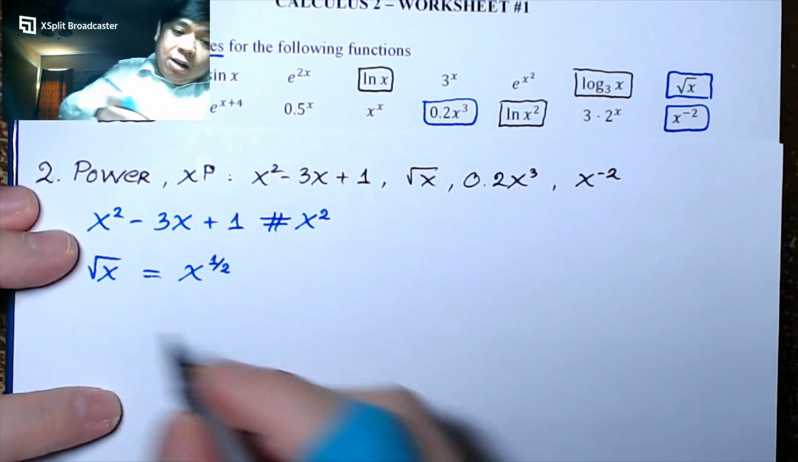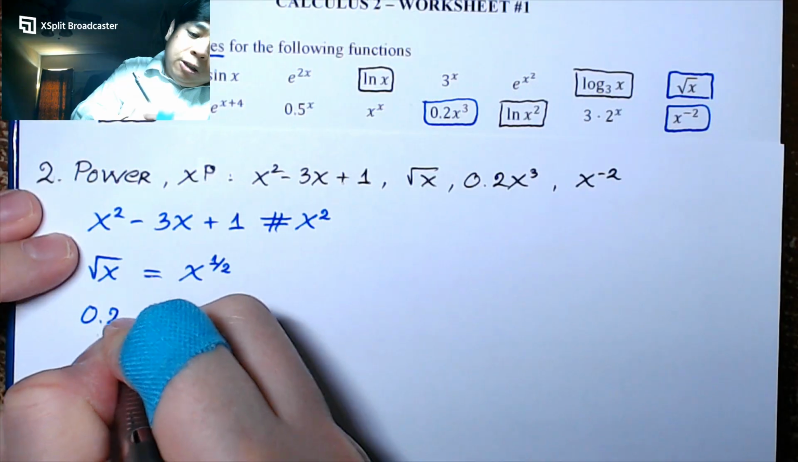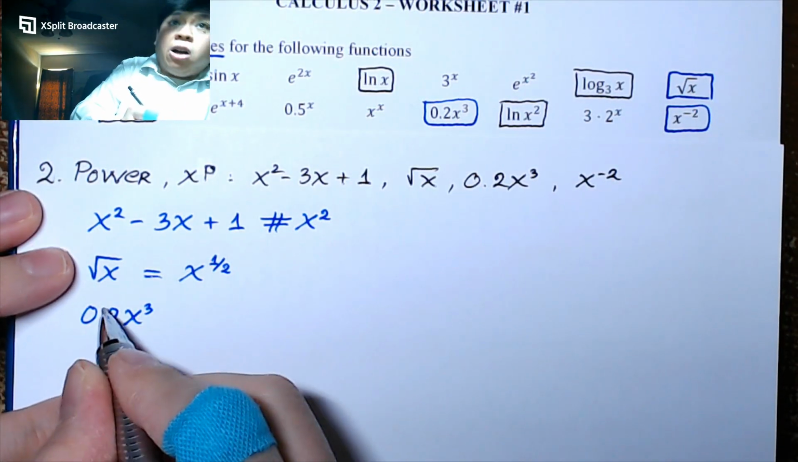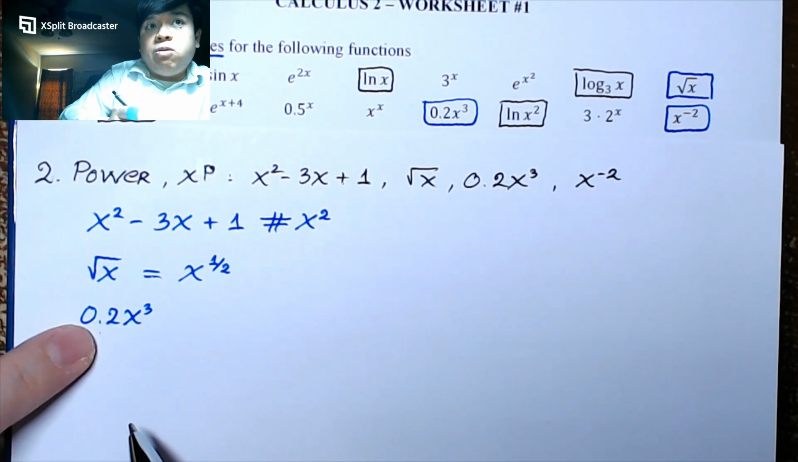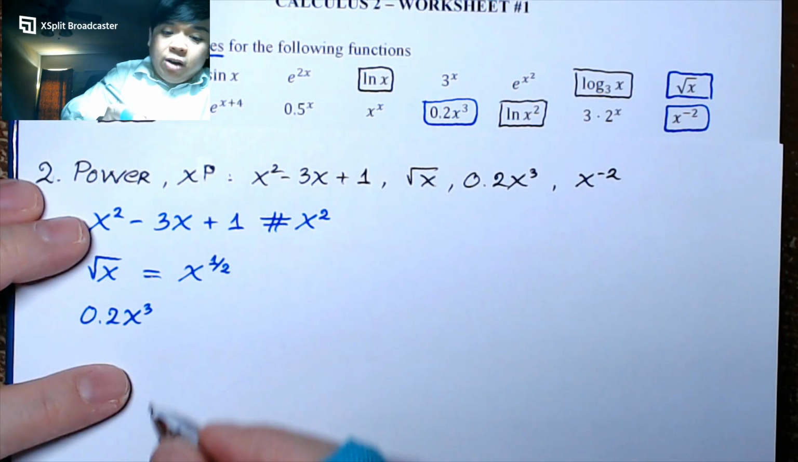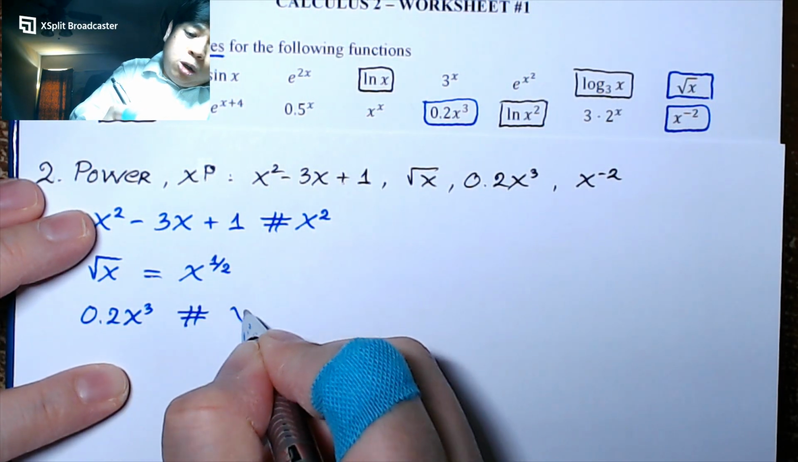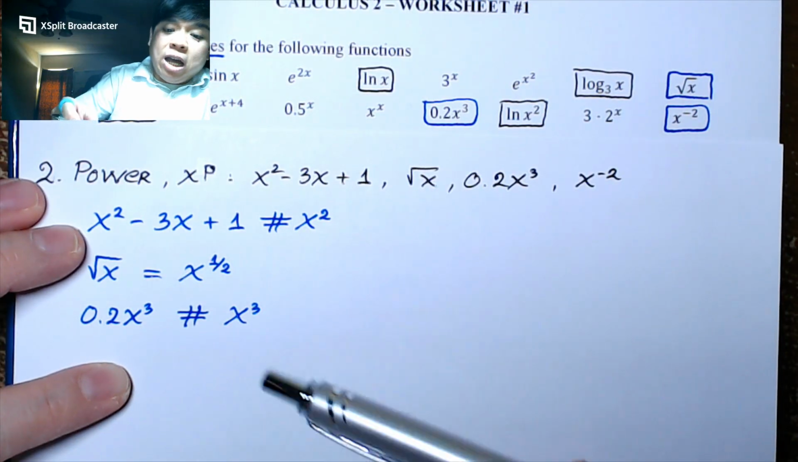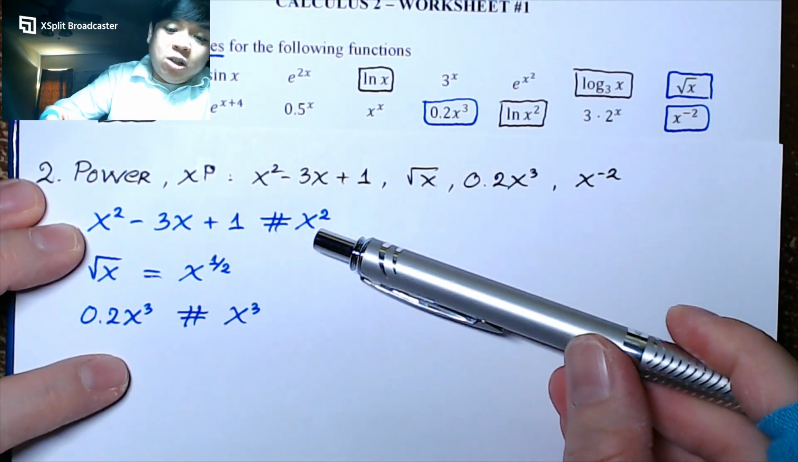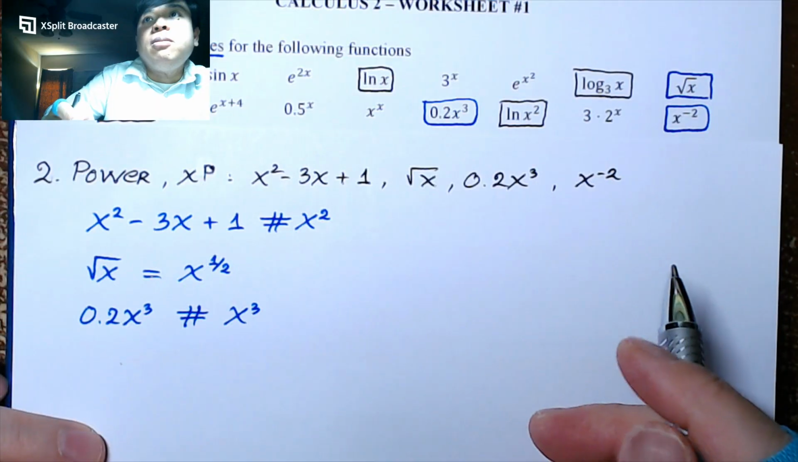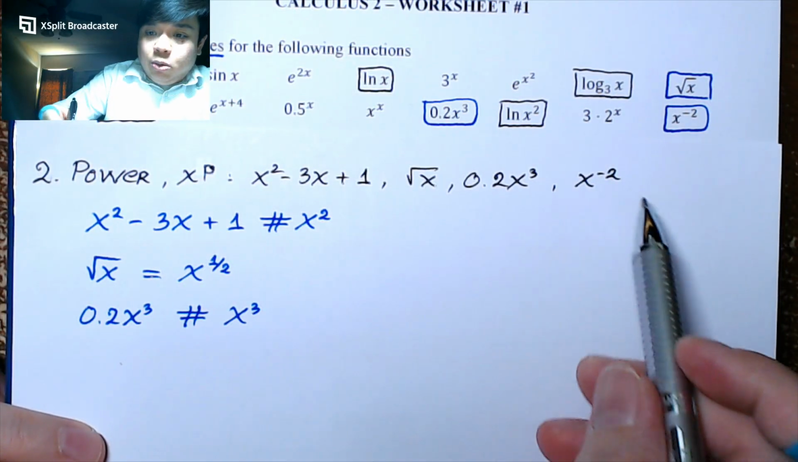Okay, now 0.2 x cubed. The constant multiplier does not affect the rate. 0.2 does not affect the rate. So essentially we say this is comparable to x cubed. Then you can rank them. Okay, x cubed is the fastest, and then x squared, and then this. But what is this?